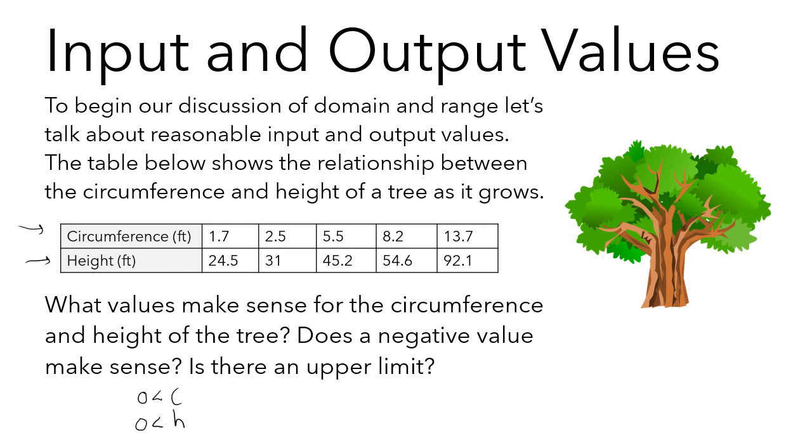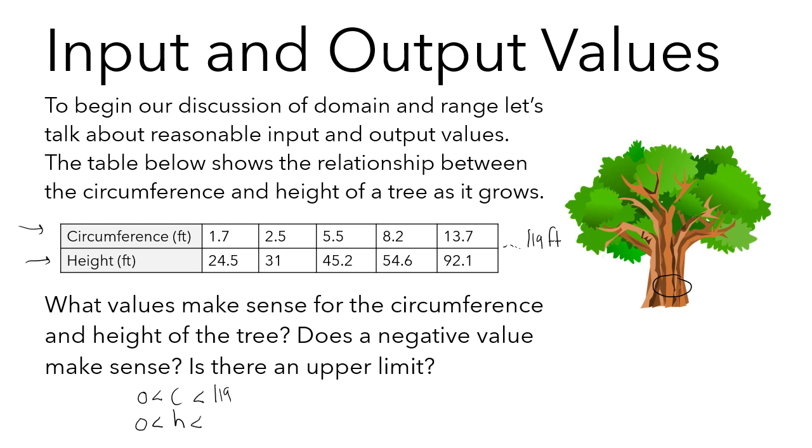Now I also know there's got to be an upper limit. This is not going to carry on forever. You can't have a circumference of 1,000,000 or 1,000,000,000, and at some point it's going to stop, and it does. The largest recorded tree has a circumference of 119 feet, or circumference is how big the trunk is. So my circumference is going to have to be less than 119.